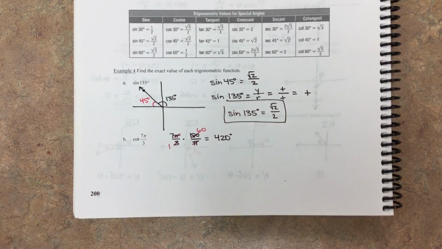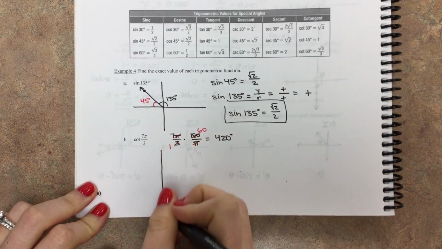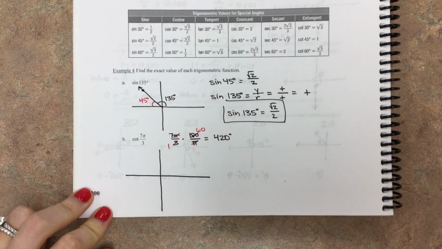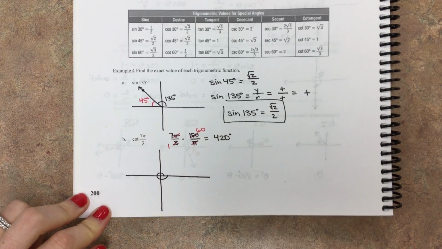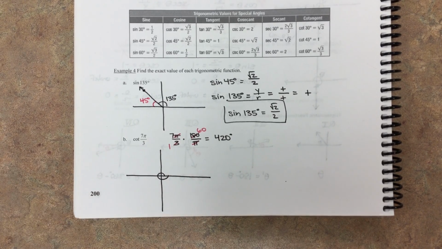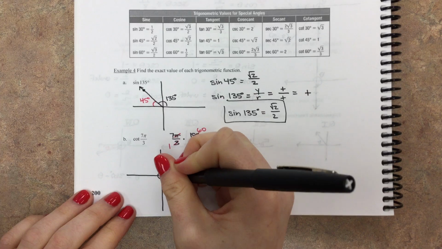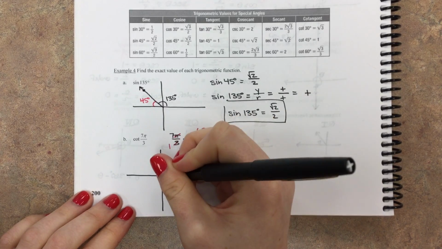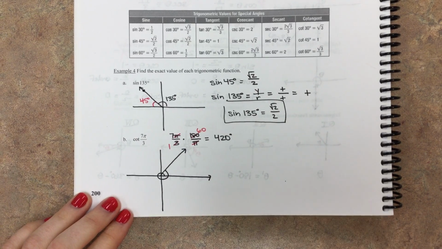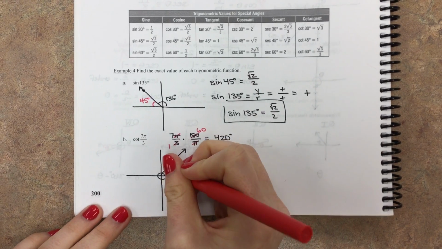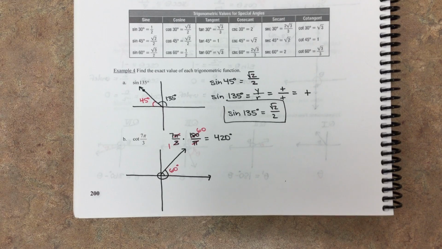So this gives us 420. All right, so let's figure out where 420 would be. So 420, we actually go all the way around. That's 360. And then that leaves us with 60 more degrees to go. So we go 60 more degrees, and that would land us probably right about there. All right, so our reference angle for 420 degrees would be 60 degrees.